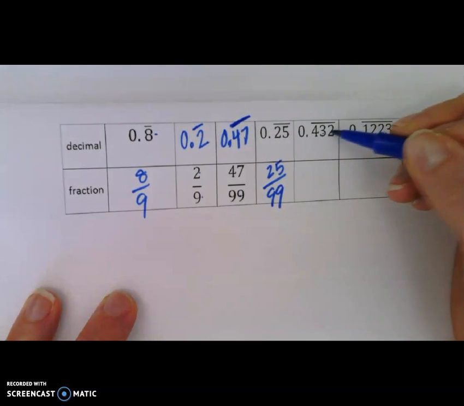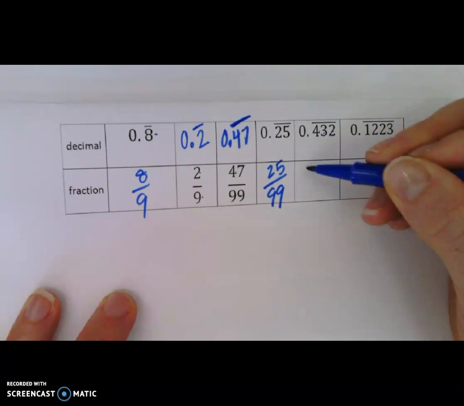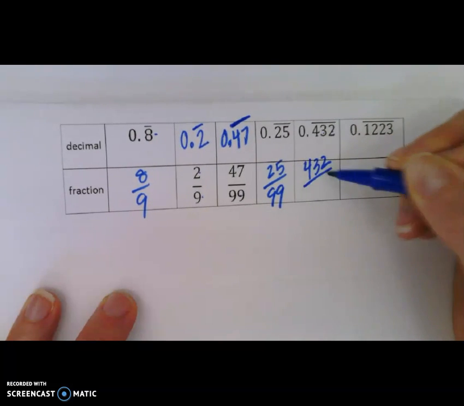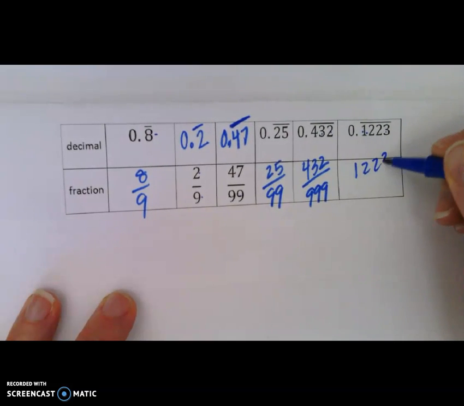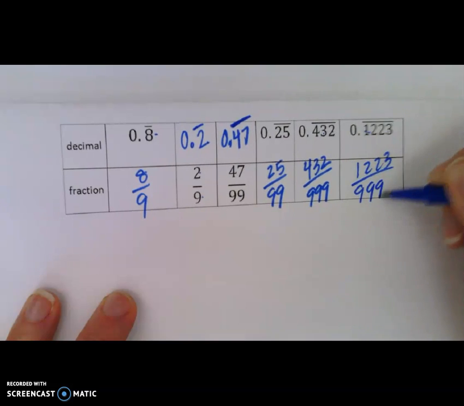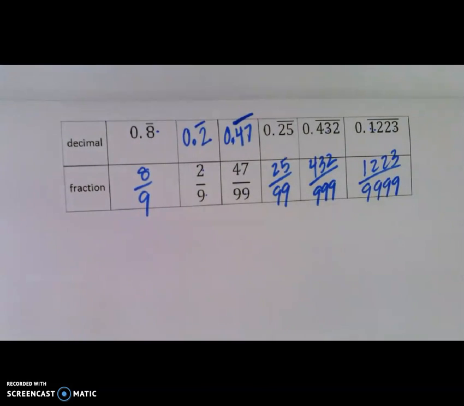4 3 2, 3 digits being repeated. 4 3 2, 3 9s in the denominator. And let's see, 1 2 2 3, 1 2 3 4 digits being repeated. That means you're going to need 4 9s in the denominator. This is cake. Let's keep going, you guys.